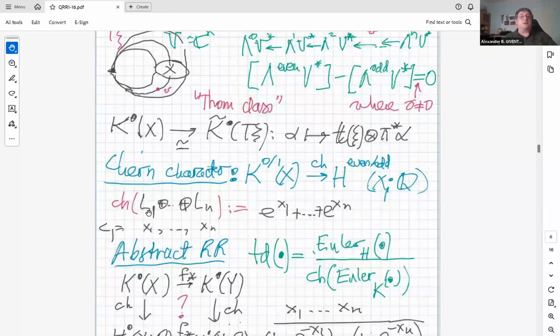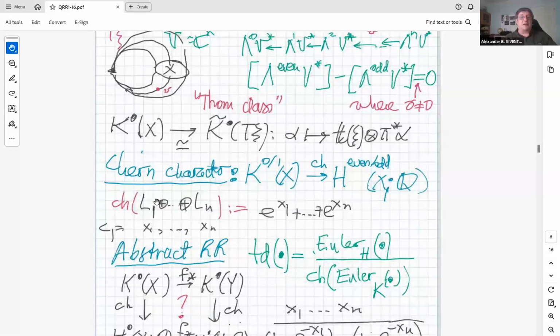So if the vector bundle is a sum of line bundles, and let x1, ..., xn denote the first Chern classes of these line bundles, then the Chern character of the sum is e^{x1} plus etc. plus e^{xn}. So imagine you add another group of line bundles, you add another such expression with different x's, so that's why it's additive.